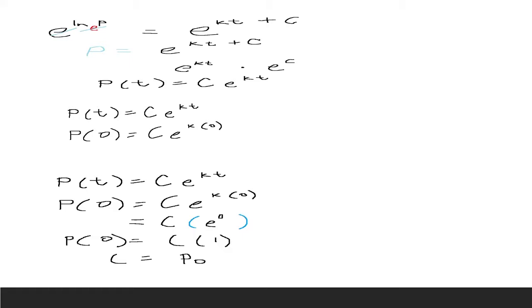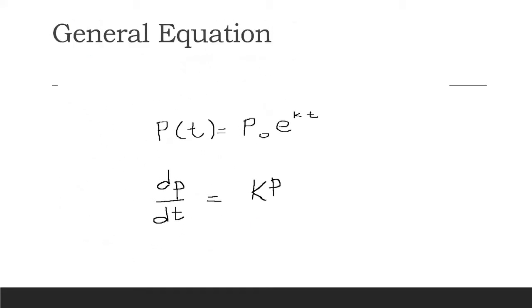Thus we can replace C with P initial. So the general equation is: the population at any time is equal to the initial population times e to the relative growth rate, which is k, multiplied by t. So now you know how to derive this formula from this equation.